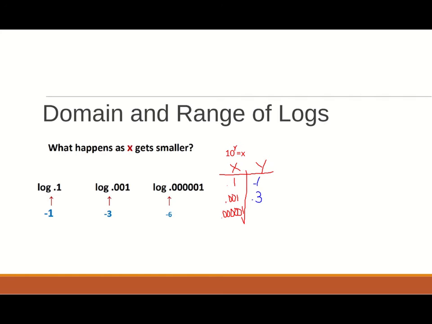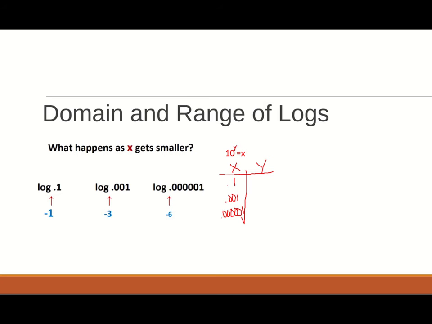So it's going down. And then 10 to what power equals 0.000001? That would be -6, 6 places to the right of the decimal.